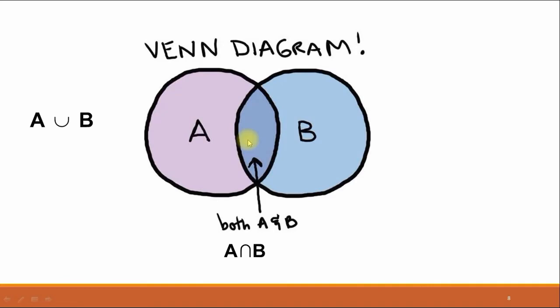Similarly, here is another representation for A union B and A intersection B. This circle represents set A, and this circle represents set B. This area represents A intersection B, and this area contains those elements which are common in A and B, and this area contains those elements of A which are not common in B, and this area contains those elements of B which are not common with set A, and this whole area represents A union B.